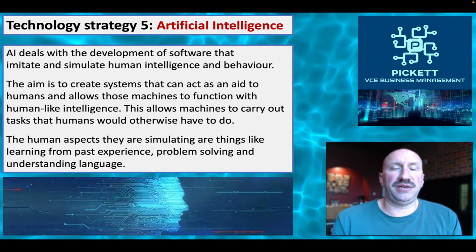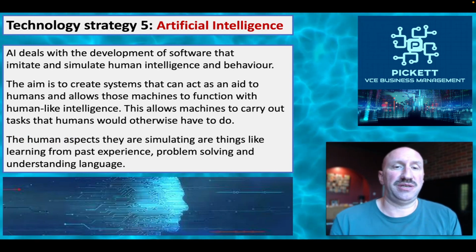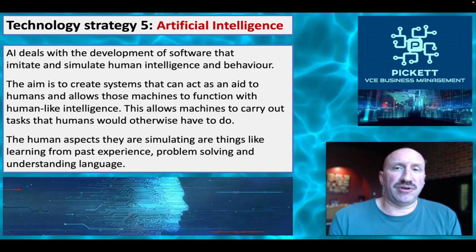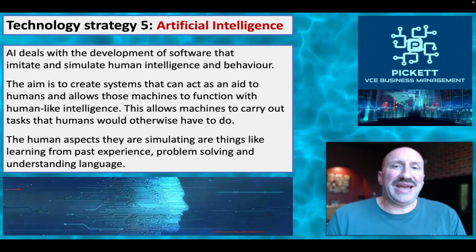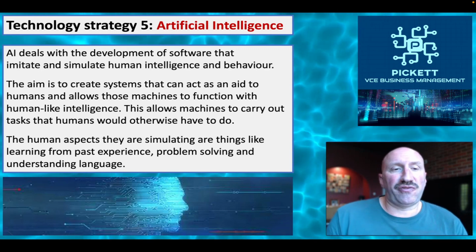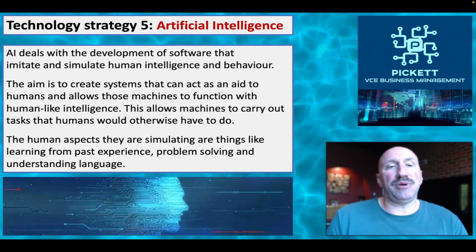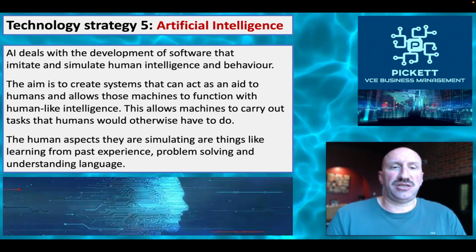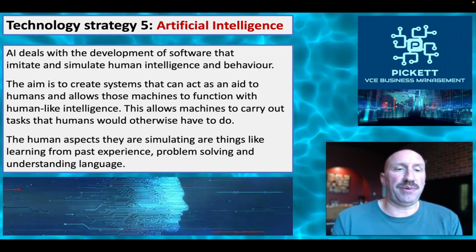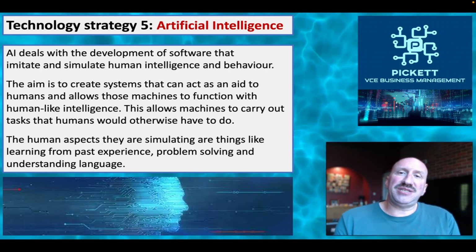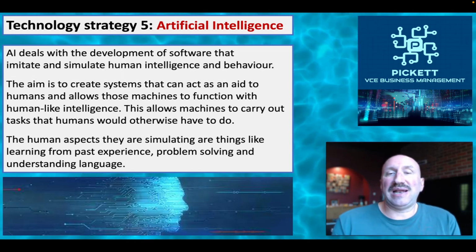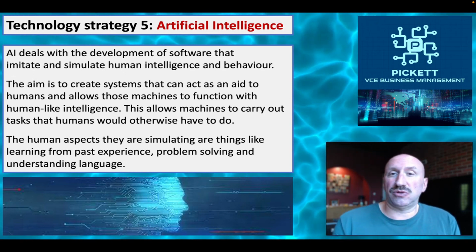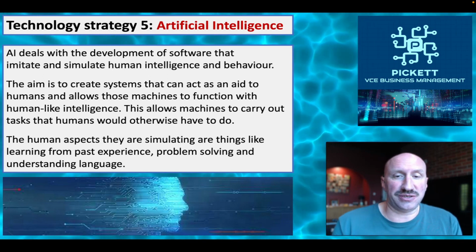The fifth one is a little bit different here, and this is the brand new one on the study design, artificial intelligence. Maybe not surprisingly, we all know this is becoming huge in the world today. So AI deals with the development of software that imitates and simulates human intelligence and behavior. Okay, the aim is to create systems that can act as an aid to humans, and then allows those machines to function with a human-like intelligence.